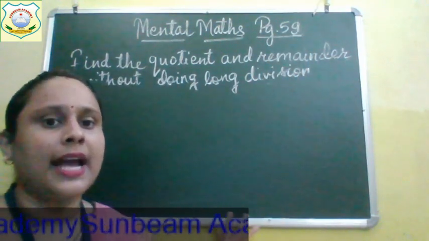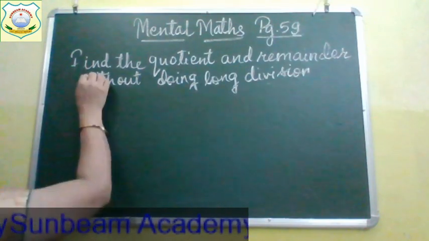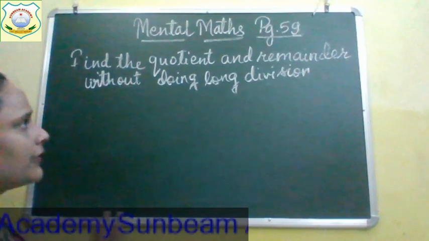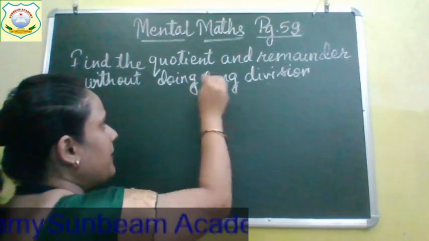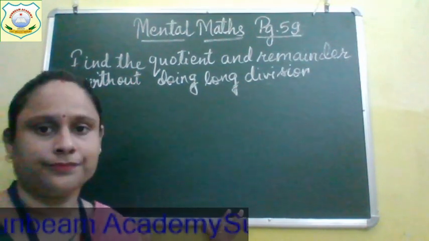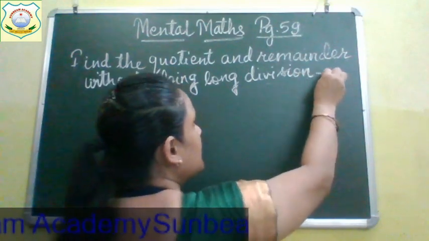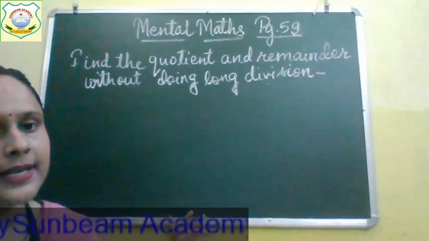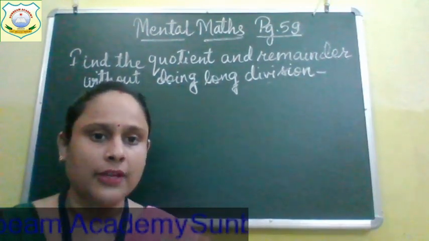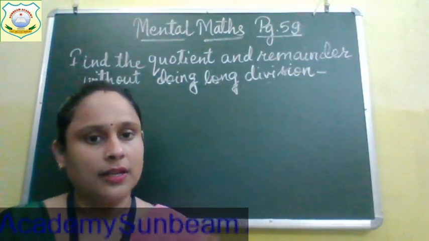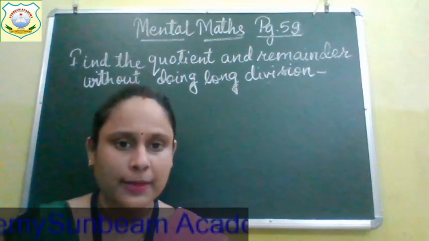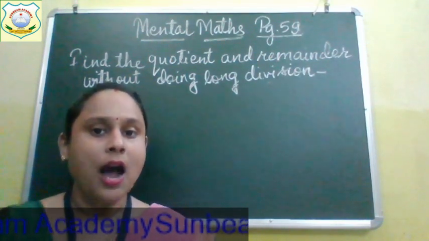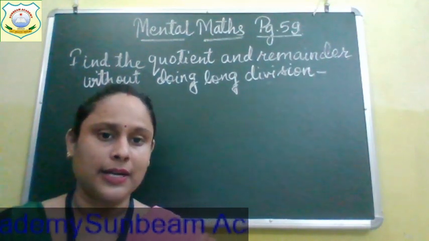Page number 59, find the quotient and remainder without doing the long division method. Okay. So take out page 59 all of you, mental maths sum. Here children, in this question we have to divide a number by 1000. Now what will happen if we divide a number by 1000 without using the long division method? How will we find the quotient and remainder?